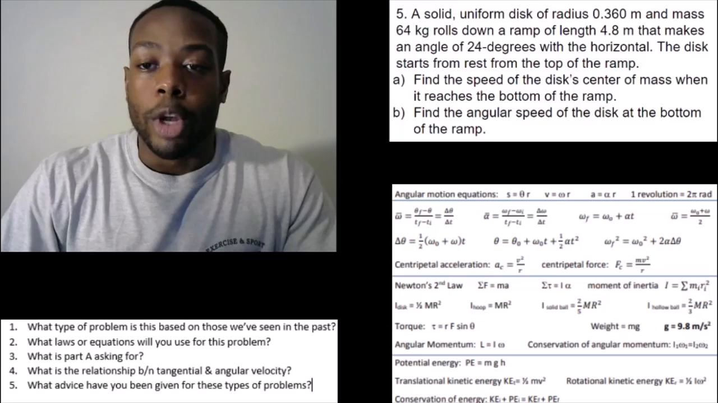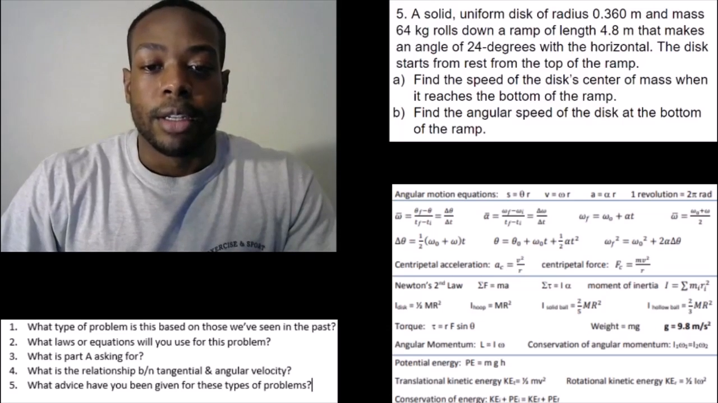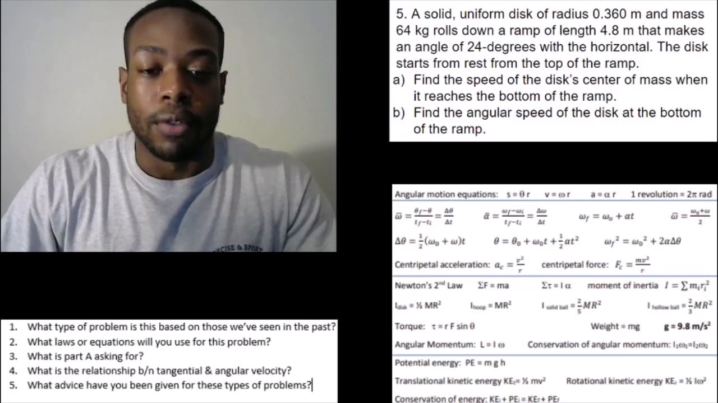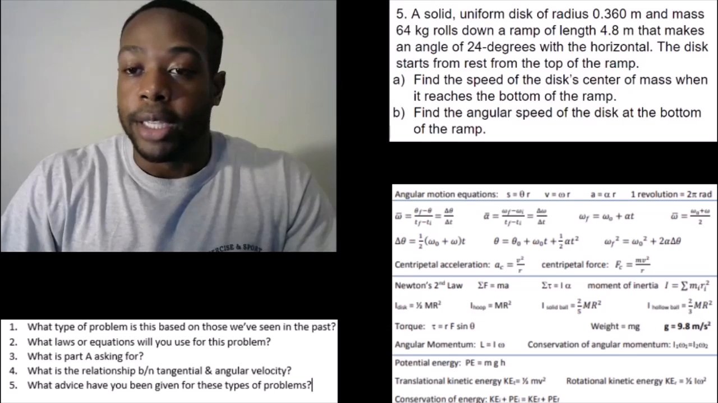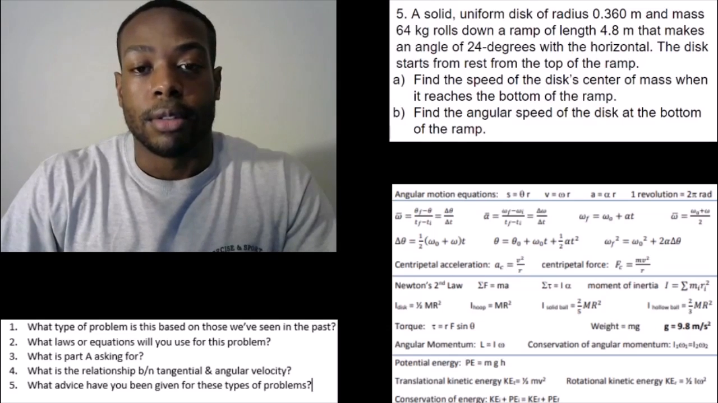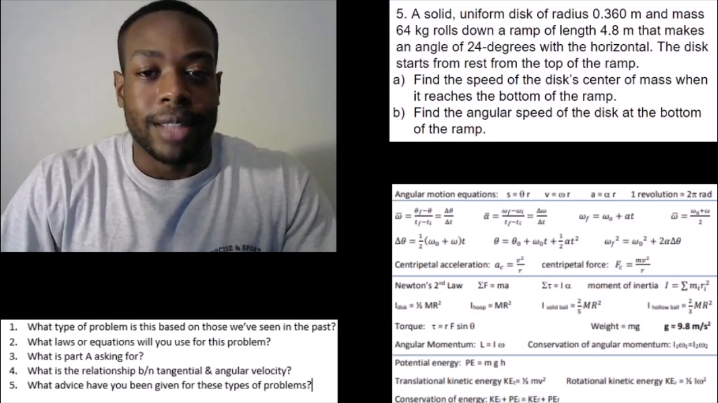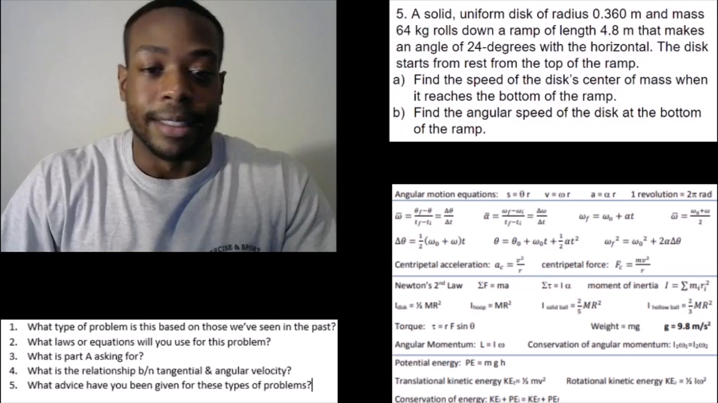So what is part A asking for? And that is asking for the translational kinetic energy. So pretty straightforward. Part B is asking for the rotational kinetic energy or the speed, but that's the idea. We're going to focus on those ideas.